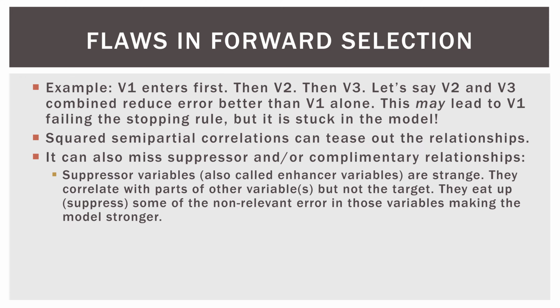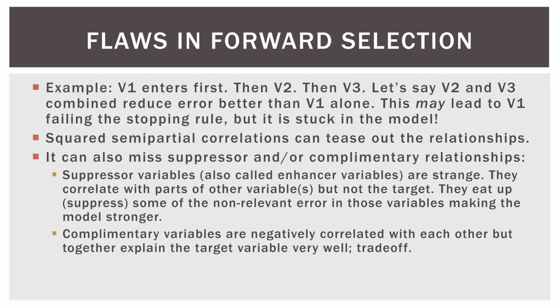So picture this in your mind. We have two variables and one target variable. Variable 1 correlates with the target variable fairly well, let's say 0.4. Variable 2 does not correlate with the target variable at all. In variable 1, there is still 0.6 of the variance left unexplained. Now, a suppressor variable correlates with the 0.6 part of the first variable. See how this works? It suppresses that non-relevant error, even though it's not correlated with the target variable, and therefore makes the model stronger. It's pretty weird, isn't it? But that actually happens. And forward selection can miss those.